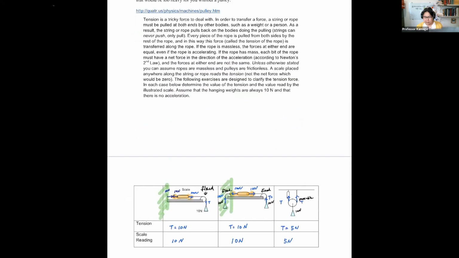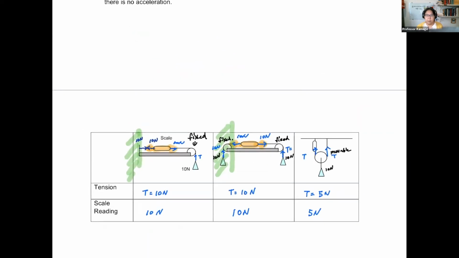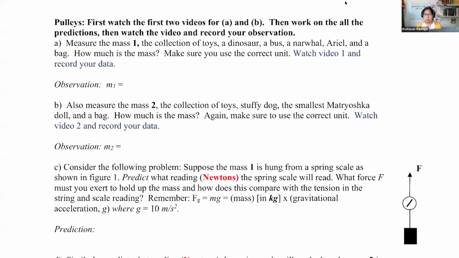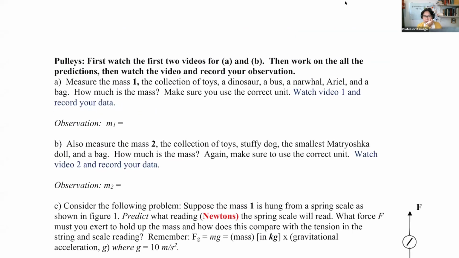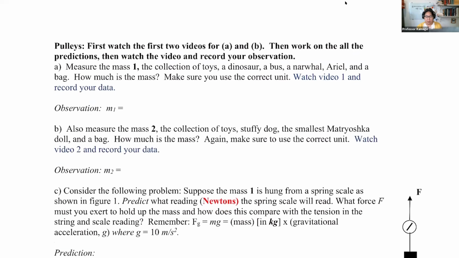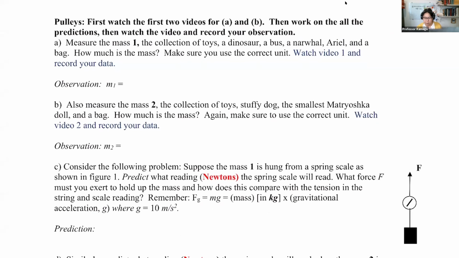Okay, so that's the pulley prep, and you're going to do the Pulley Lab. So this is our Pulley Lab report that you're going to work on. I'm going to just briefly go over it. I'm not going to discuss everything. It's pretty straightforward, I believe. So first, you're going to watch the first two videos to write your measurement from the video, and measure the mass M1, which is the collection of toys.